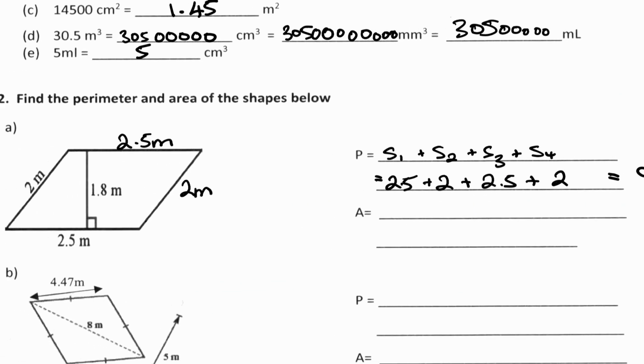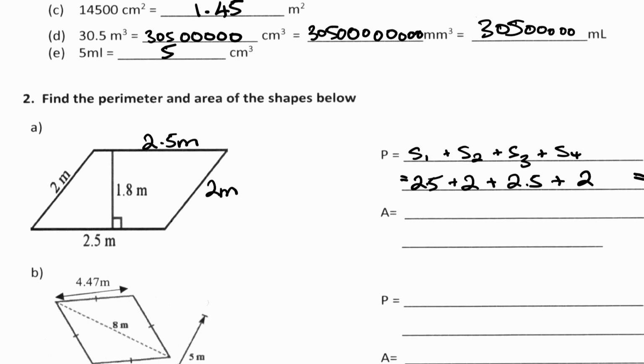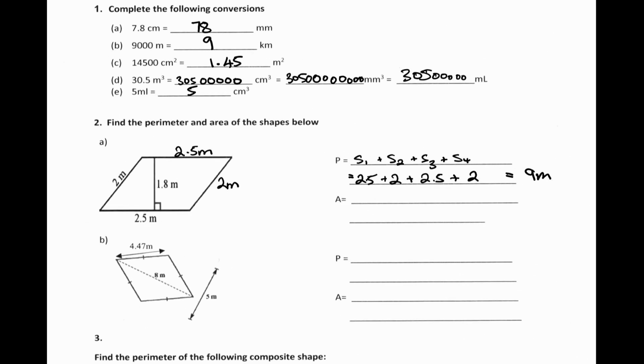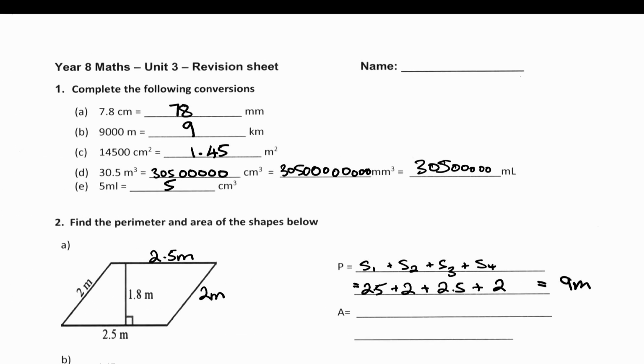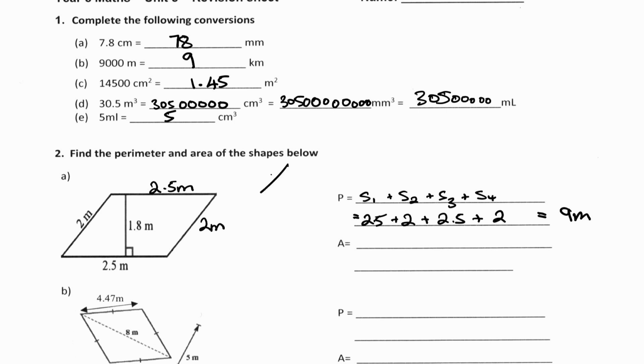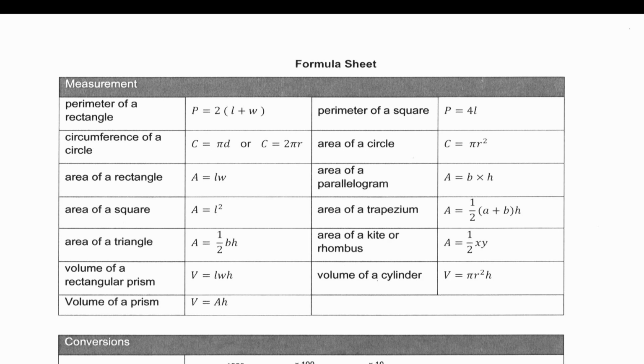All right, the area. We'll need a formula for this one. So we have a look at our formula sheet. And what are we looking at? Are we looking at a rectangle, a square, a triangle, a circle? What are we looking at here? So we've got 2 parallel sides and we've got 2 other parallel sides. So that looks like a parallelogram. So we look for the area of a parallelogram and it gives us right here.